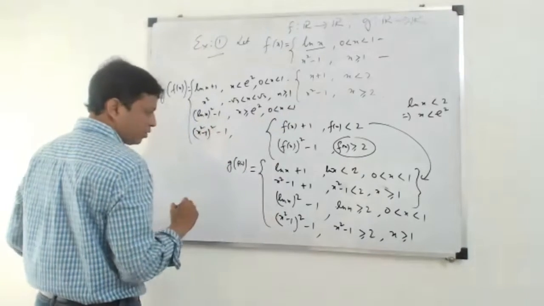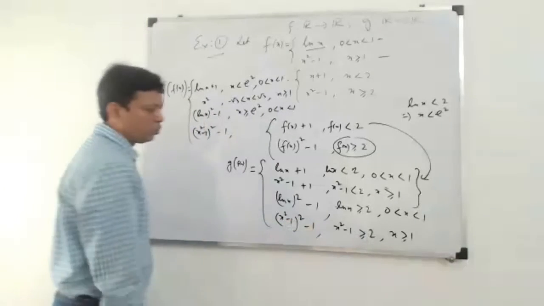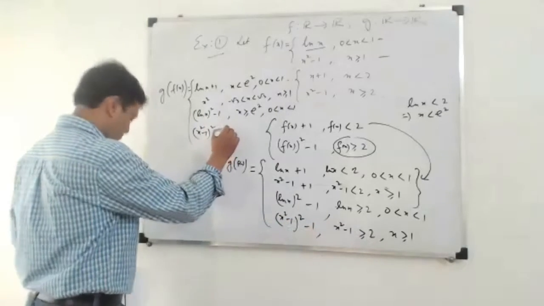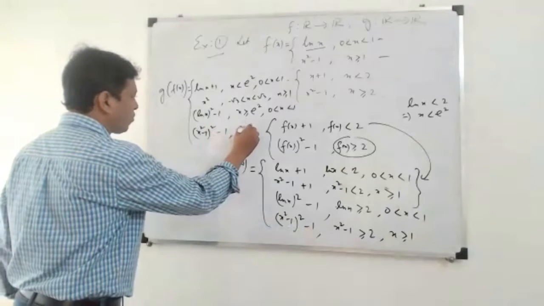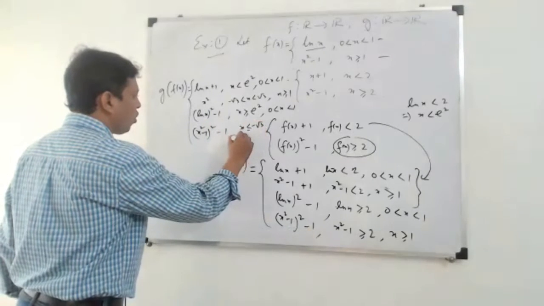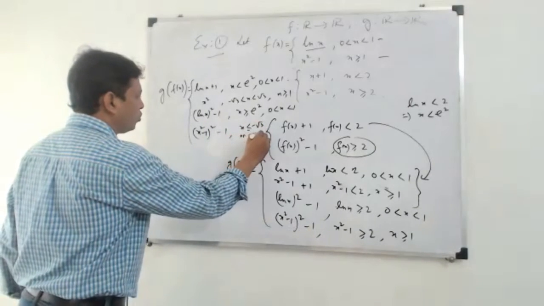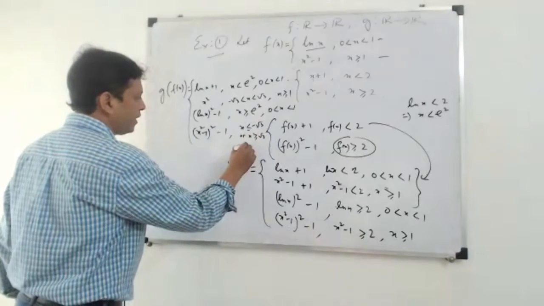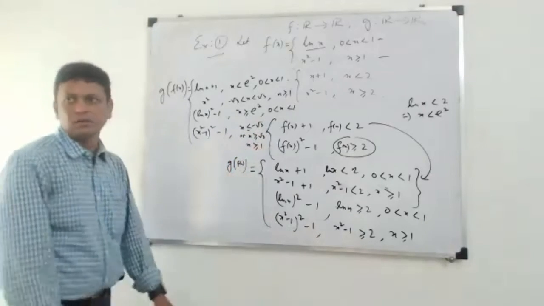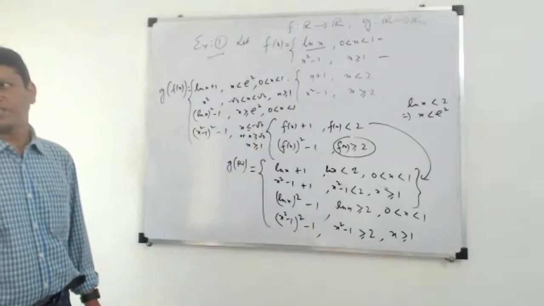This is also x square greater than or equal to 2. So x less than or equal to minus root 3 or x greater than or equal to root 3, and x greater than or equal to 1. Am I clear with the simplification?